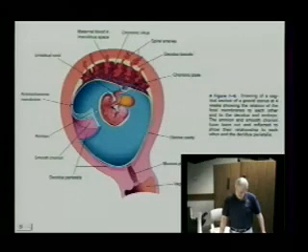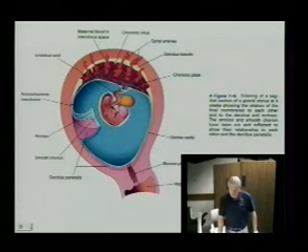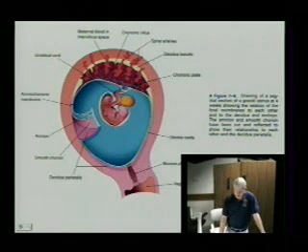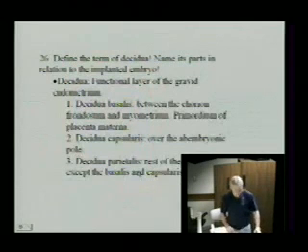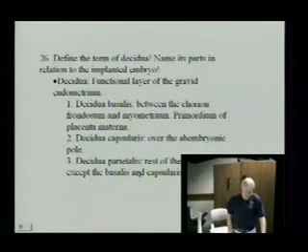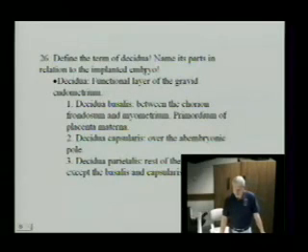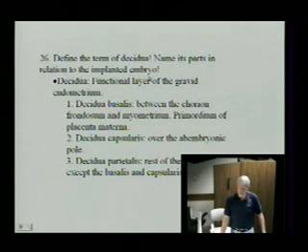So these would be the two layers, the smooth chorion and the amnion on the embryonic side, and then there would have been the decidua capsularis overlying the chorion. To define the term decidua, what is this really referring to, and what are its parts in relation to the implanted embryo?